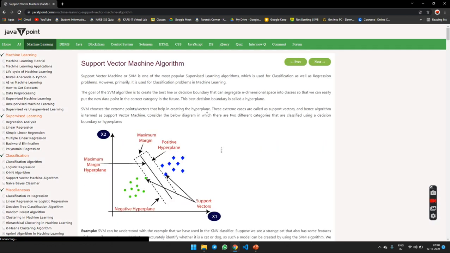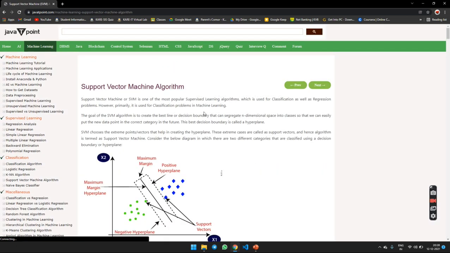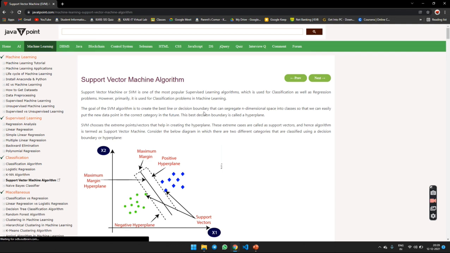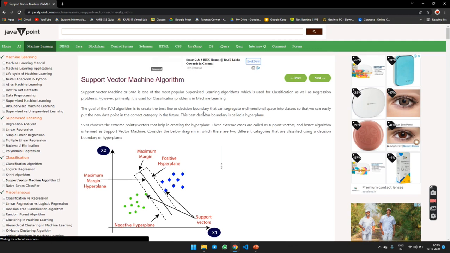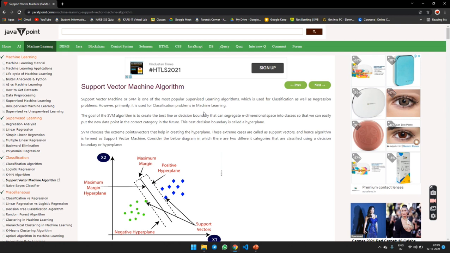First of all, what is a support vector machine? It is also called SVM. It is one of the most popular supervised learning algorithms, used for classification as well as regression problems. However, it is primarily used for classification problems in machine learning. The goal of the SVM algorithm is to create the best decision boundary that can segregate n-dimensional space into classes, so that we can easily put a new data point in the correct category in the future.